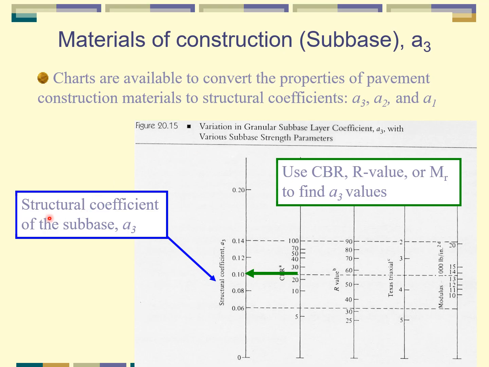Now look at the structural coefficient of the subbase, that is A3, and look at this particular figure. Here you can see the CBR value, R value, the Texas triaxial, and the values are given. Let's say the CBR value is 22, so corresponding to that you can see the structural coefficient of the subbase is coming equal to 0.10. So in this way we can get A3.